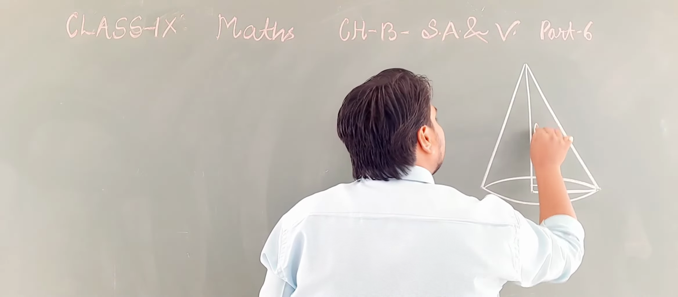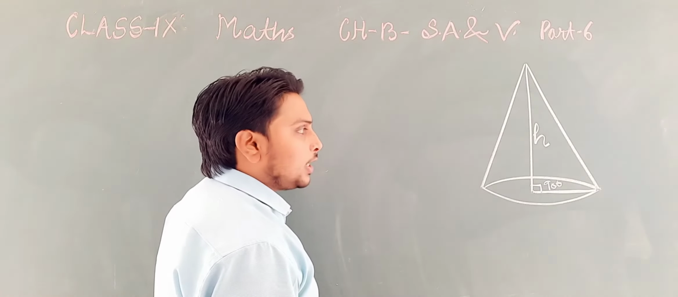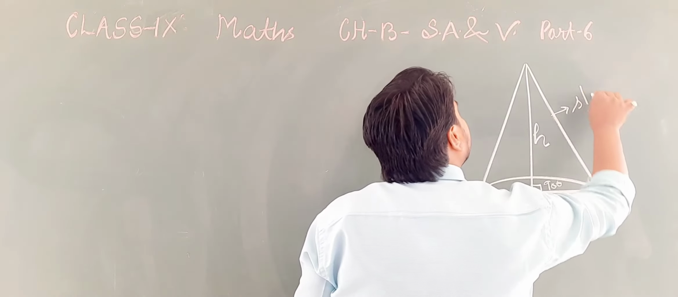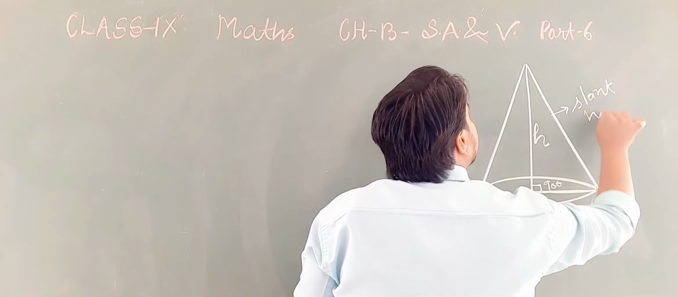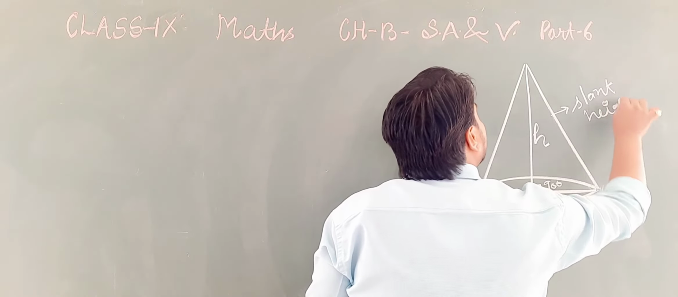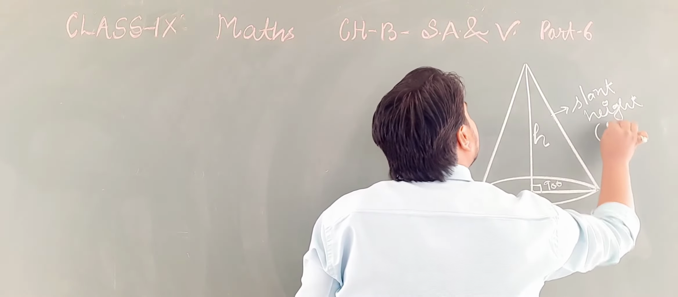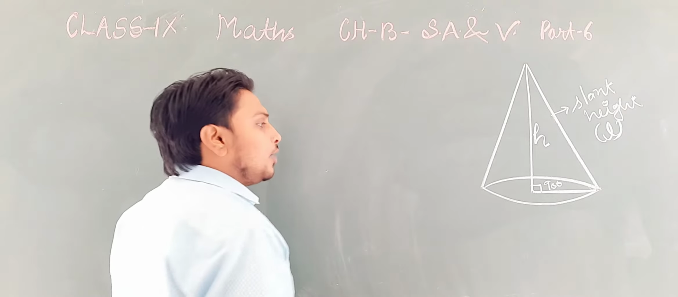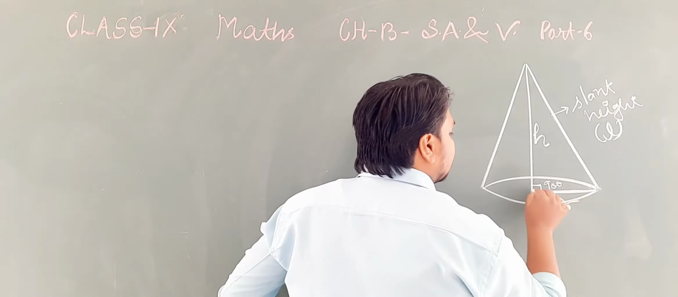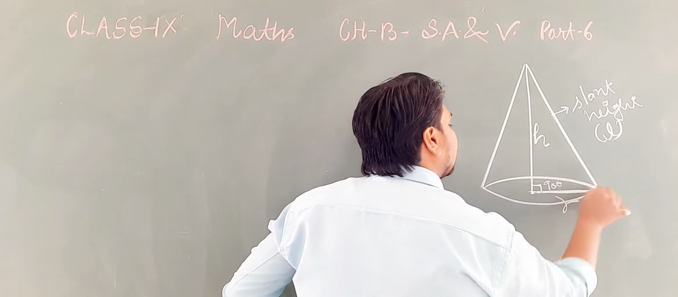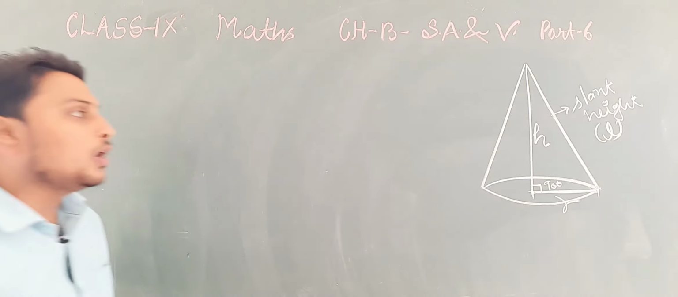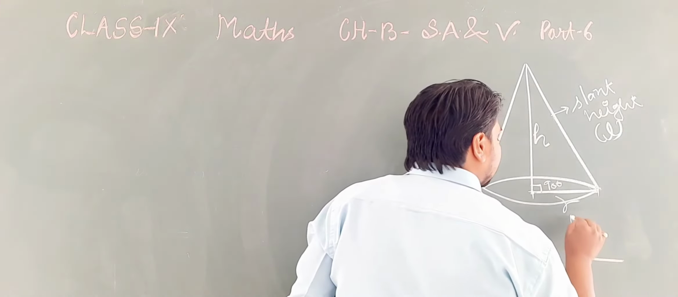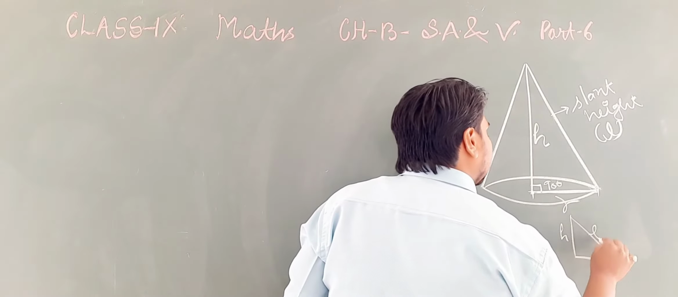So this is the vertical height of the cone. Suppose it is h. This is also a height, which is known as slant height. This height is known as slant height, and we denote it as L. After that, suppose this is the radius of the base of the cone, small r. So students, if you separately see, this is h, this is L, this is r.